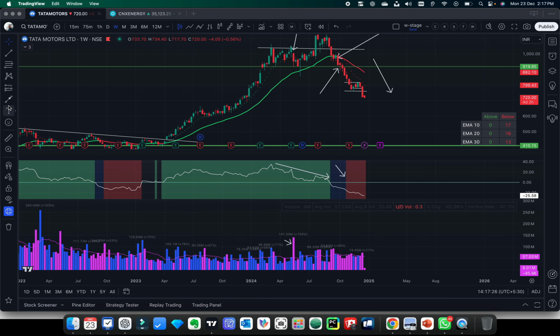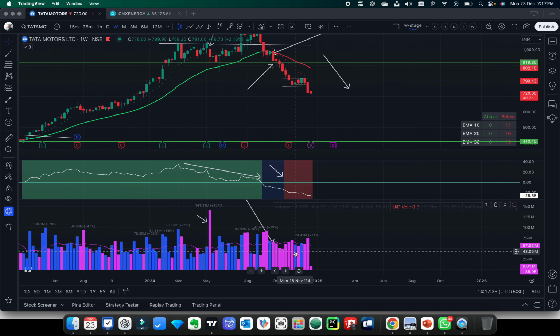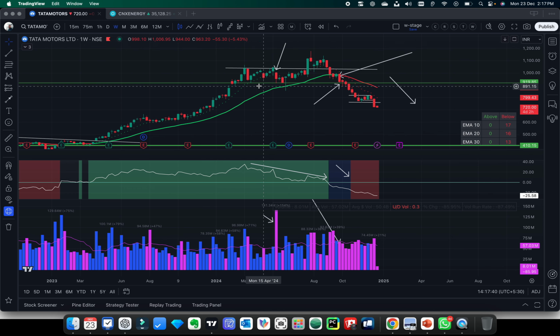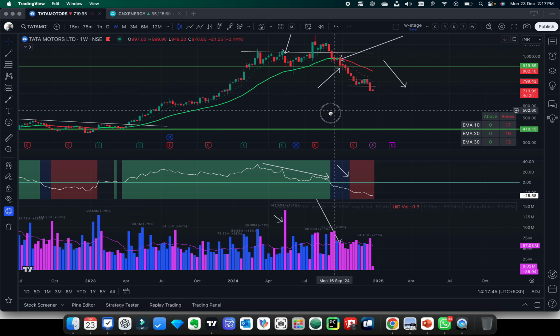Okay, and you see the red volume. Usually this is the red volume, it's a huge red volume. Occasionally for two candles, only 2 days it was positive, otherwise it is negative only. So the Tata Motor is in the downtrend.